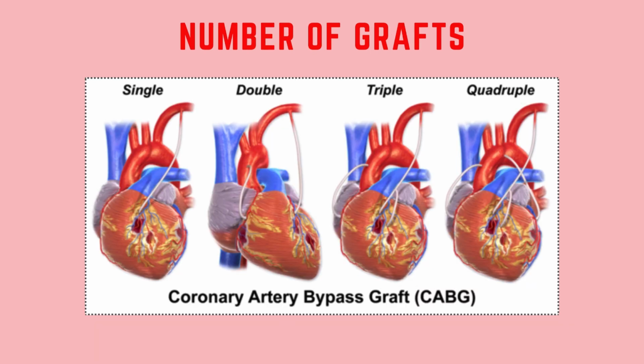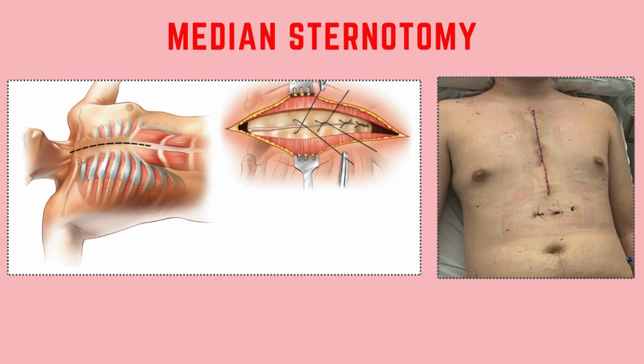And based on the number of grafts that have been taken for the surgery, it would be known as a double bypass grafting or a triple bypass grafting surgery, and so on. So, how is the surgery done? The surgery is done by the median sternotomy incision. So, it's an incision straight down on the sternum, and retractors are used to open up the chest or retract the sternum and the muscles, and the surgeons are able to access the heart.